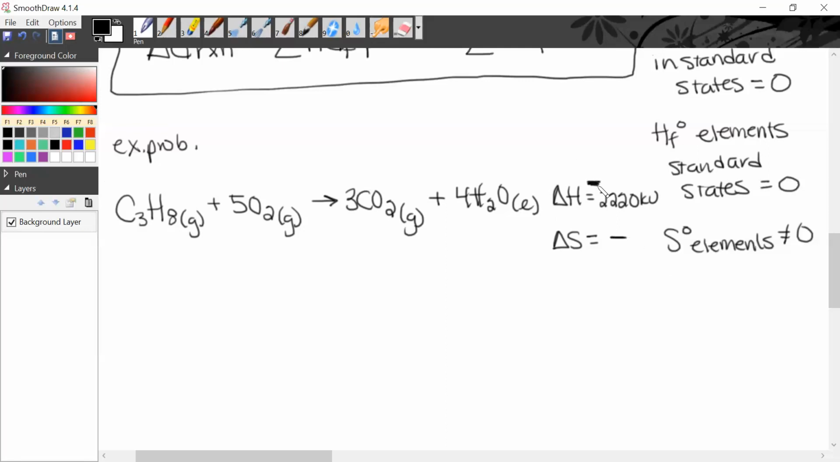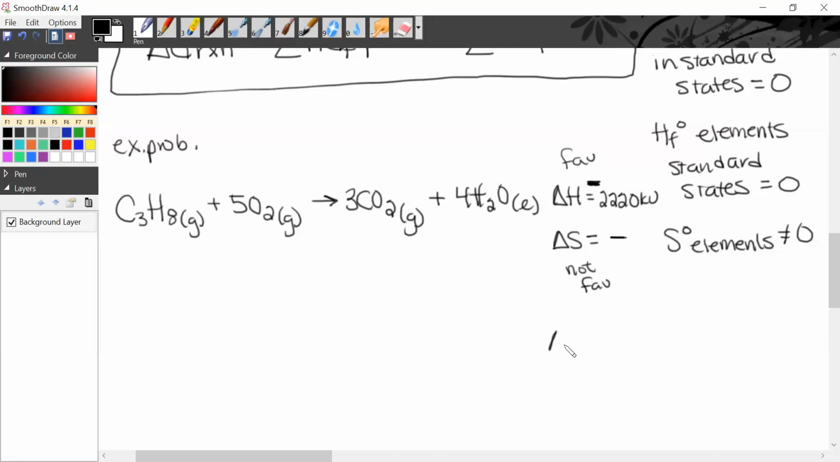So check this out, right? I've got a negative delta H. That's favorable. I've got a negative delta S. I haven't calculated it yet, but it's negative. That's not favorable. How am I going to figure out if this reaction is spontaneous in the forward direction or not? I'm going to need to calculate delta G. I need delta S, and then I need to calculate delta G, okay? So let's calculate delta S first, and then we'll calculate delta G.